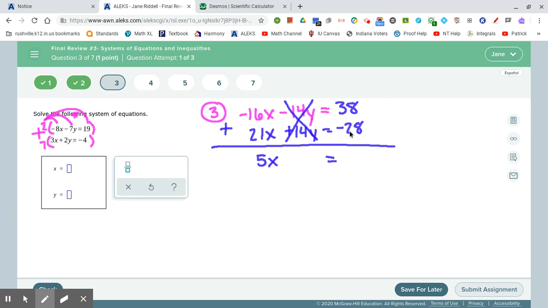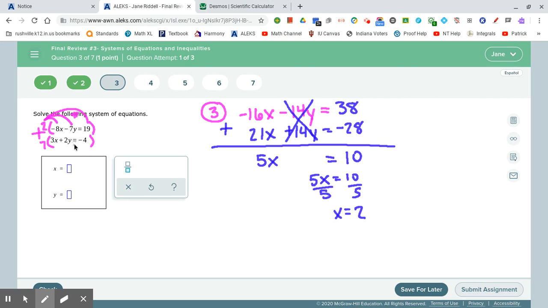And then 38 minus 28 would give me a positive 10. So now my new equation is 5x equals 10. So 5 times what is 10? Well, divide both sides by 5, and I figure out pretty quickly that x is equal to 2.